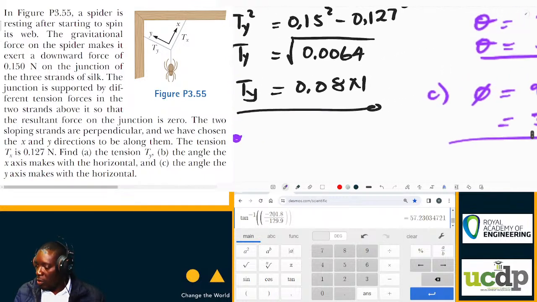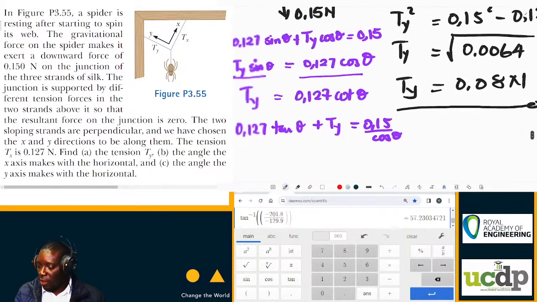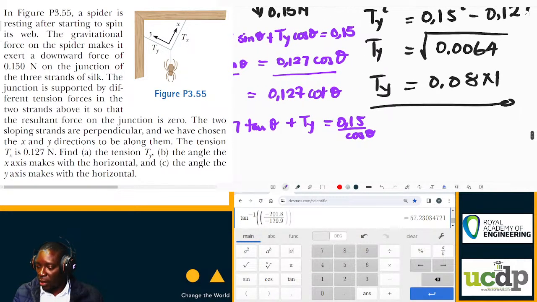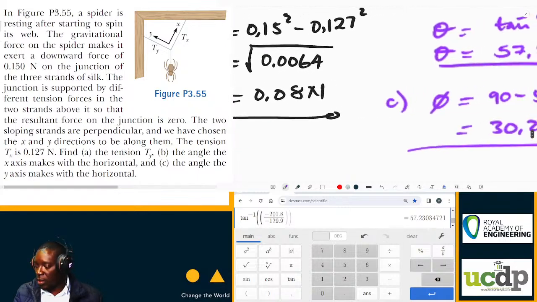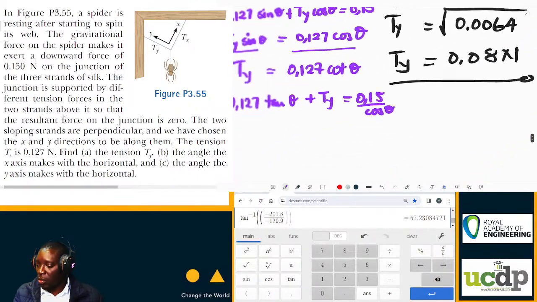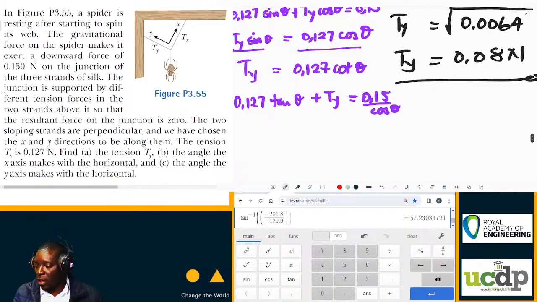So let me use these angles to verify my equations again. We are done with this. The last one was the angle the y-axis makes with the horizontal. So that's it with this question. We have the angles. We have the value of Ty. So if these equations are okay, we should get the same Ty by substituting into the equations.